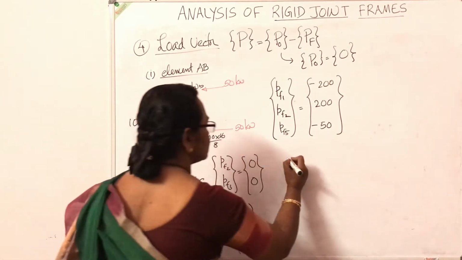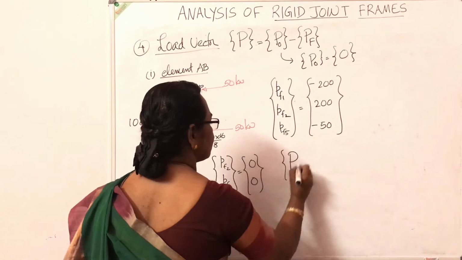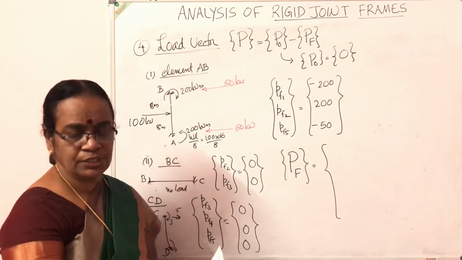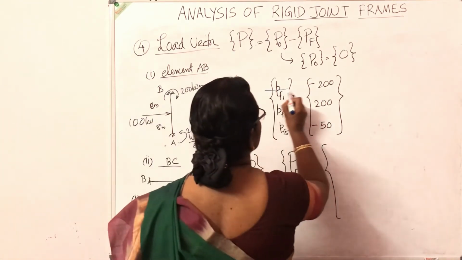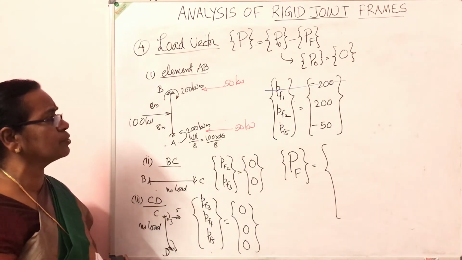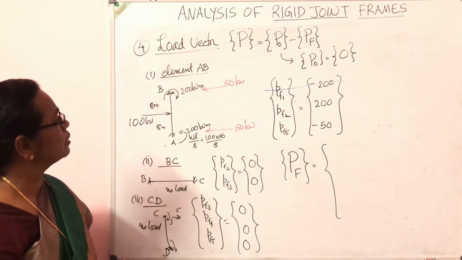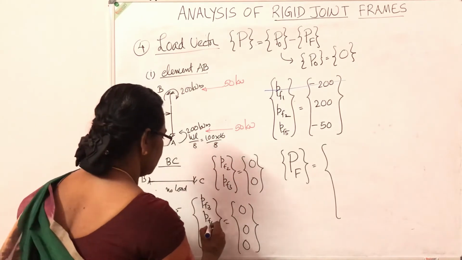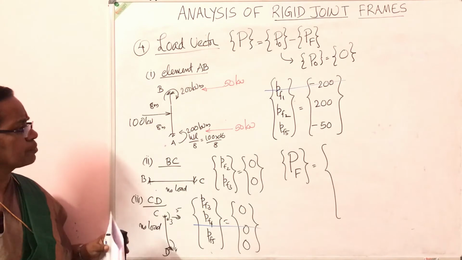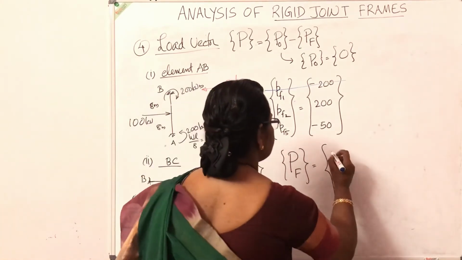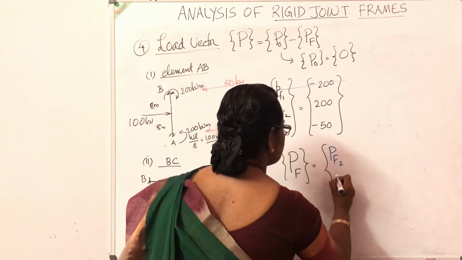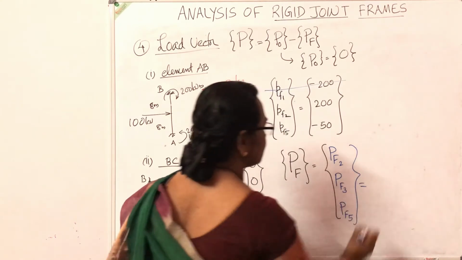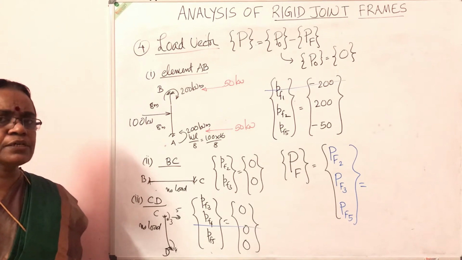Now for the structure, the fixed end moment vector is as follows. As we know from the boundary conditions, the coordinate displacement in direction 1 is 0, so we don't require that. Similarly, in coordinate direction 4, D4 is equal to 0, so we need not consider the term corresponding to 4. So we need only PF 2, 3, 5, because for a 3 by 3 matrix, to solve it we need the load vector corresponding to the 2, 3, 5 coordinate directions.